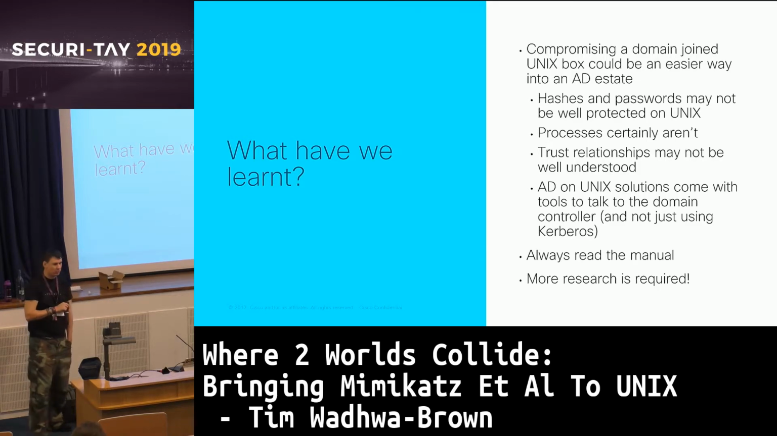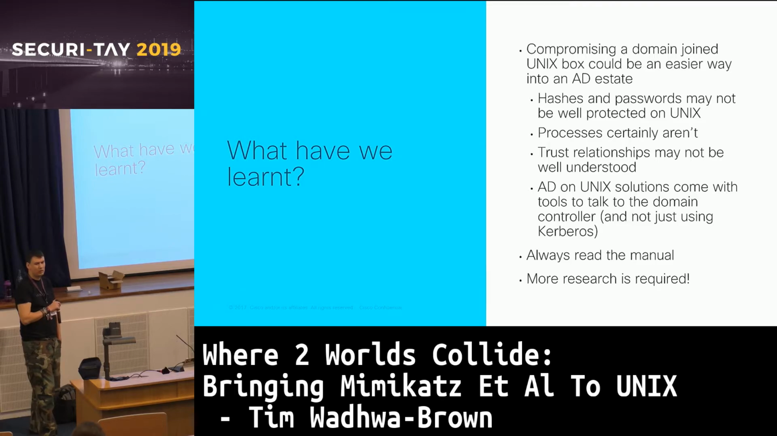If you get onto a UNIX box, there may be ways for you to get access to your Active Directory network. Passwords and hashes need to be protected wherever they're stored, not just in the places that people are most familiar with. Likewise, trust relationships. Just because a UNIX guy doesn't necessarily understand Active Directory doesn't make it any more forgiving when eventually that becomes a breach. And probably at some stage or other it will.